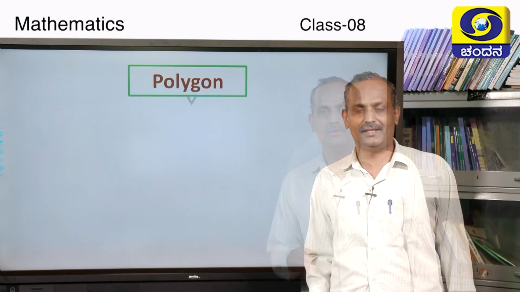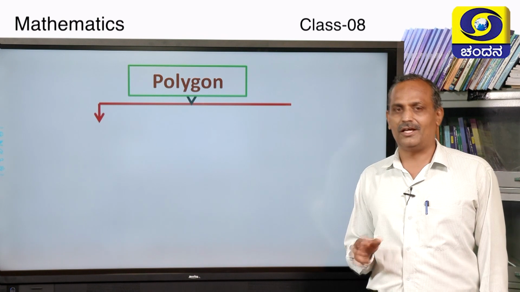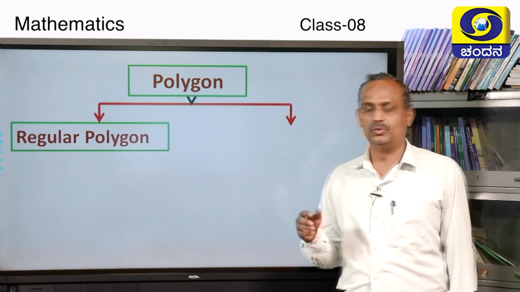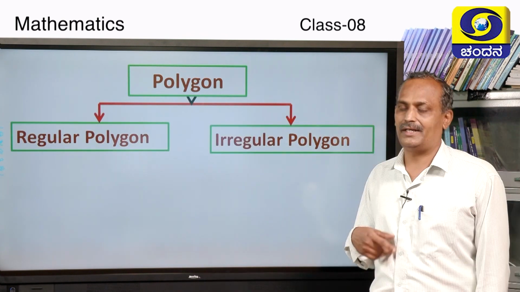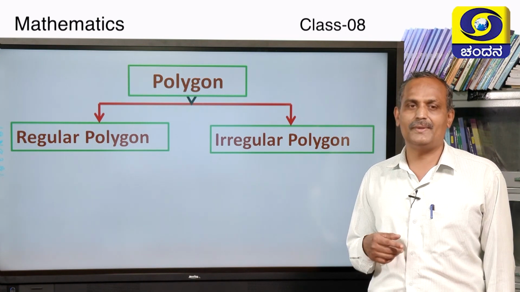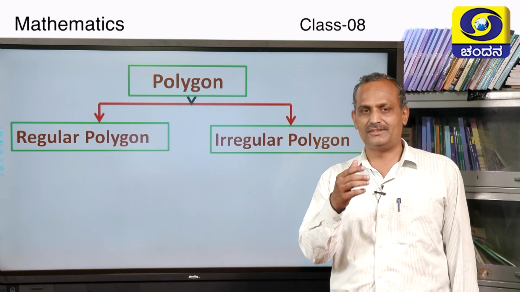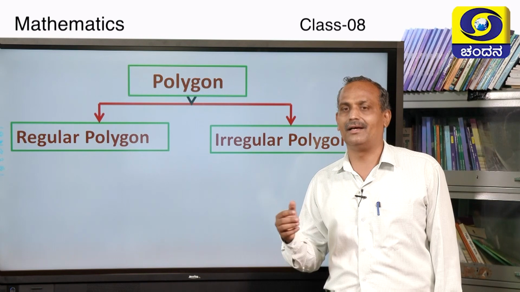Let us move further. A polygon can be classified mainly into 2 types. What are those? Read along with me. A polygon has been classified into regular polygon and irregular polygon.